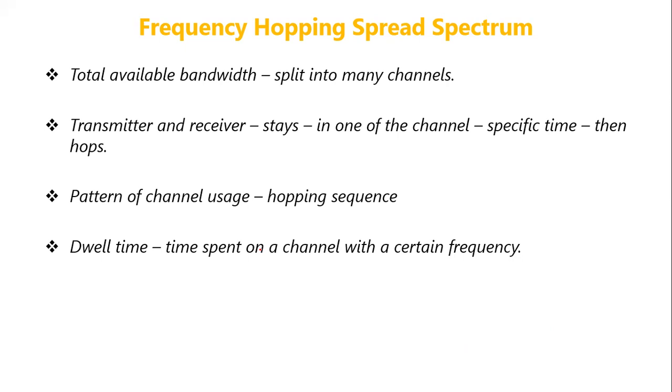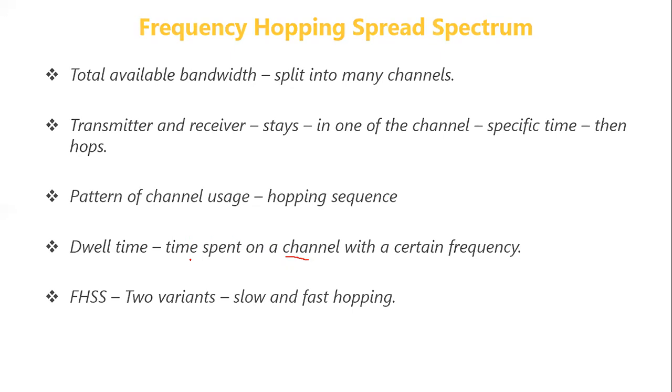There is also a terminology called dwell time, which represents the time spent on a channel with a certain frequency. That is how much time a particular sender or receiver is spending on one particular frequency. That measurement is called dwell time. There are two types of frequency hopping spread spectrum that we'll be discussing. One is slow hopping, the other one is fast hopping.